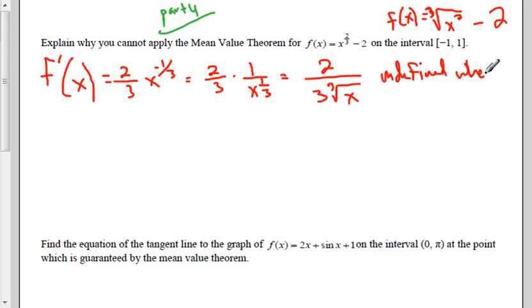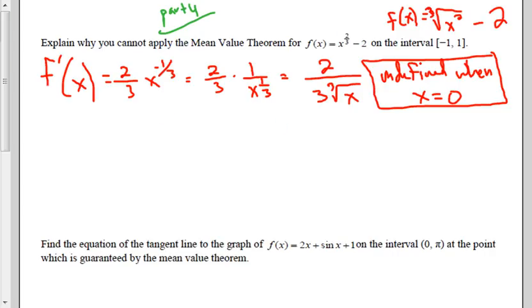Undefined when x equals 0. And since it's undefined at x equals 0, the original function's not differentiable, because that 0 is on the interval from -1 to 1. It's not differentiable on the open interval from -1 to 1. So therefore, we cannot use the mean value theorem for this function over this interval.